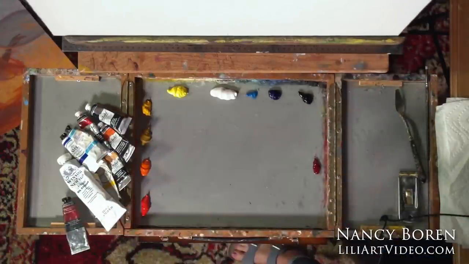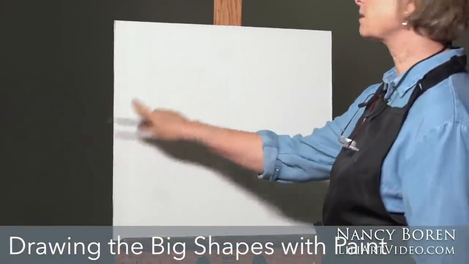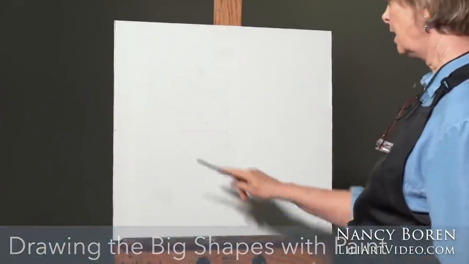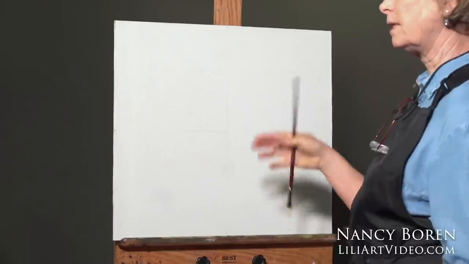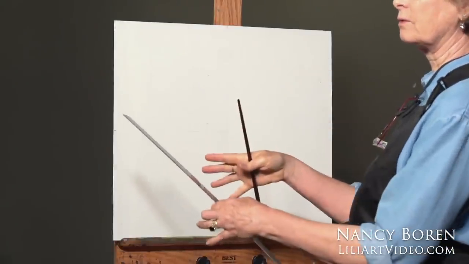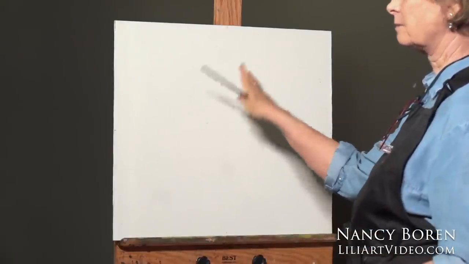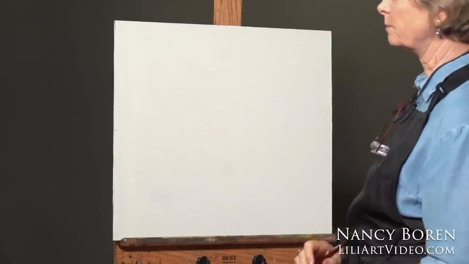So there you go with my palette. I have marked the center of my canvas because I'm going to put two grid lines just to help me get my figure on the canvas without struggling too much with that.